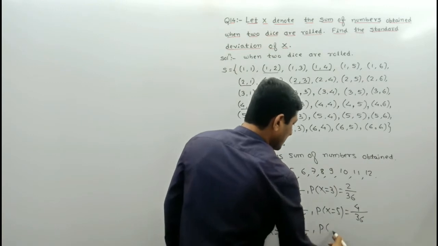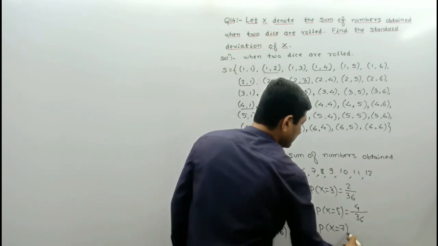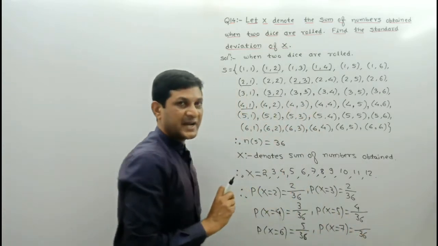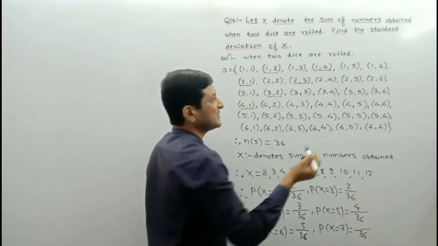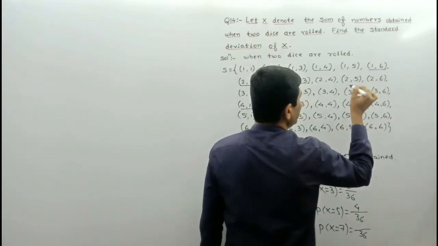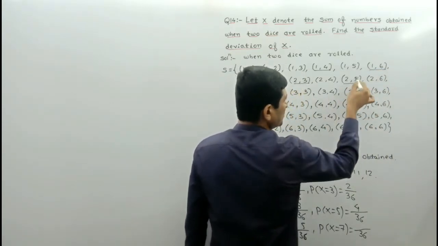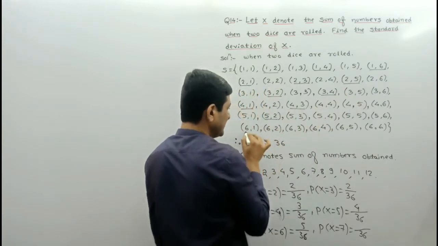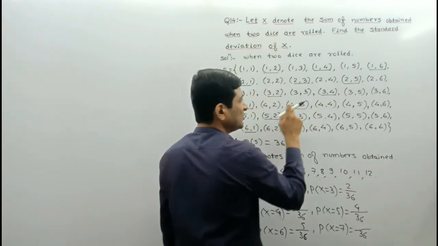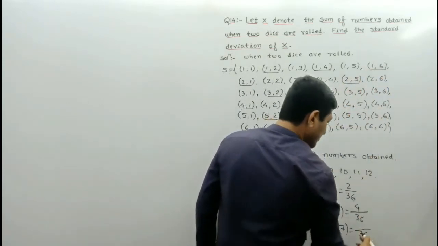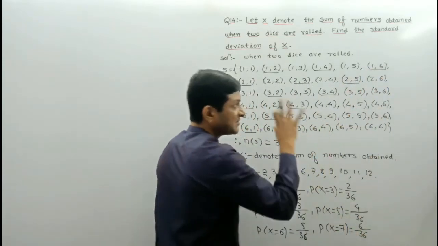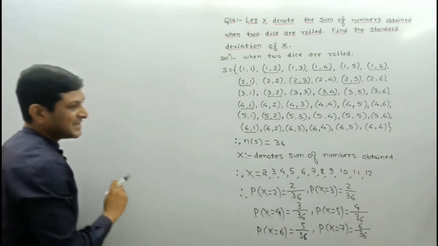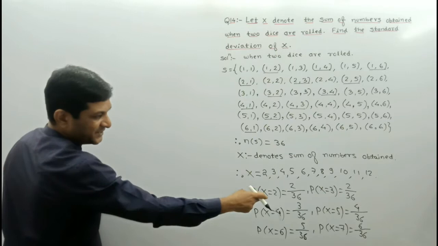Now we are finding probability when x is equal to what? 7, means we are searching such elements where sum of 2 numbers obtained is what? 7. So observe that here 1 + 6 is 7, here also 7, 2 + 5, 3 + 4 is 7, 4 + 3 is 7, 5 + 2 is 7, and 6 + 1 is 7, means 1, 2, 3, 4, 5, 6. Total 6 elements are there where sum of 2 numbers obtained is 7. What is the next value of x? 7 we have already completed.